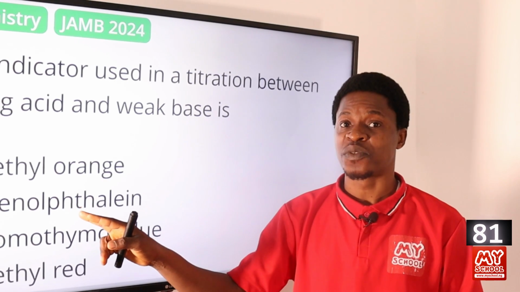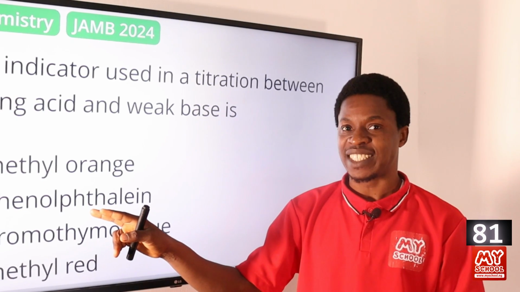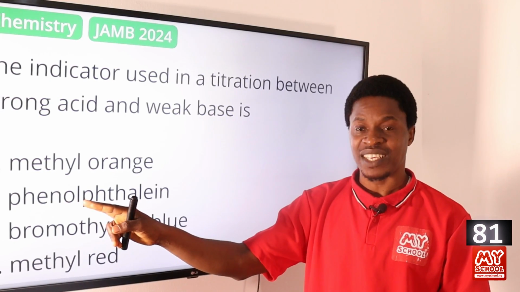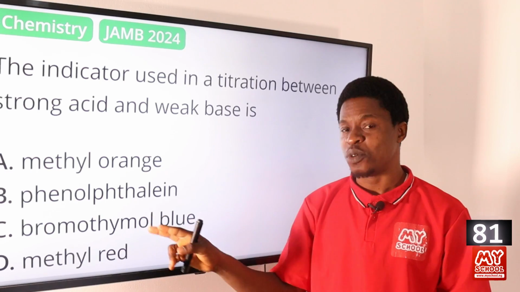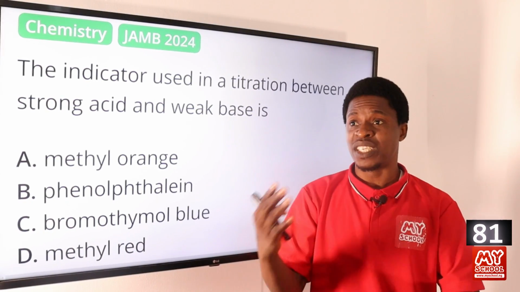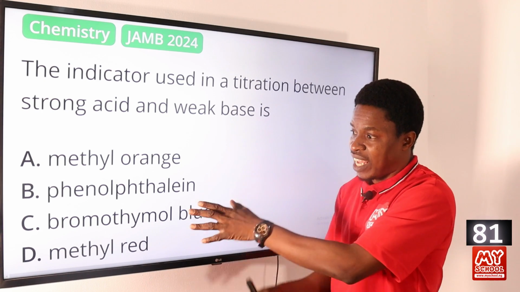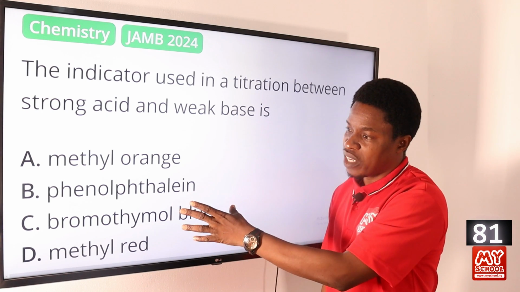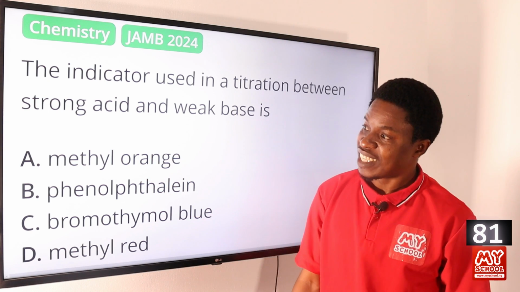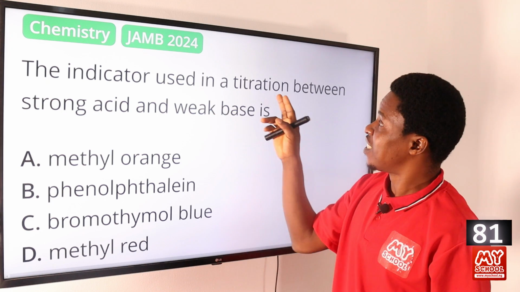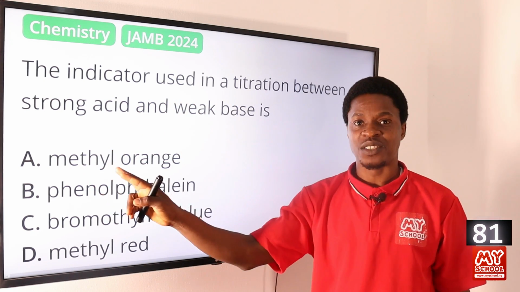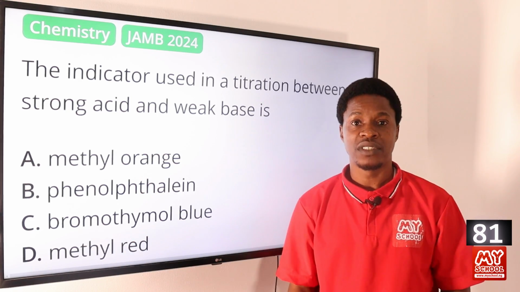So phenolphthalein indicator is useful when you are reacting a weak acid with a strong base, okay? You use phenolphthalein. Then bromomethyl blue, you can use it if you are reacting a weak acid with a weak base. Sometimes it could just be a change in concentration that would increase that, okay? So you can still use this for a weak base and weak acid. So let's move on to the correct answer now. The indicator used in titration between strong acid and weak base is methyl orange. So the correct answer is option A.